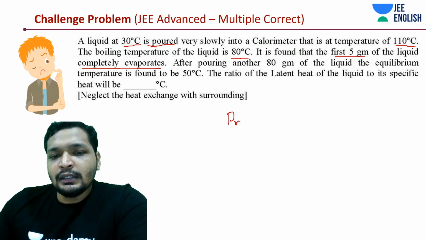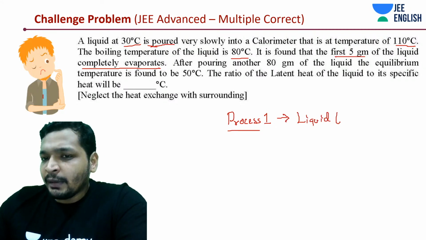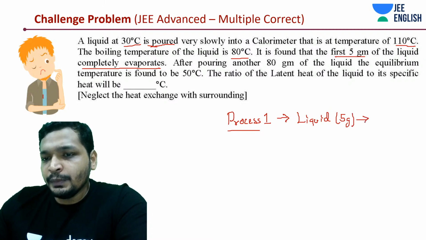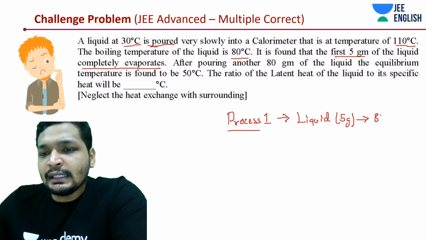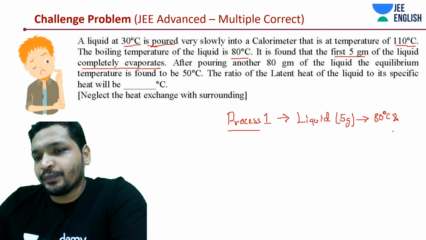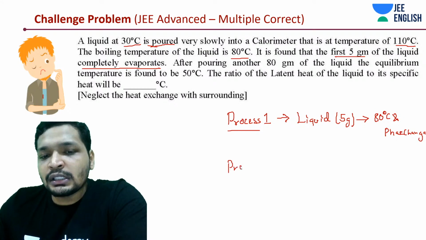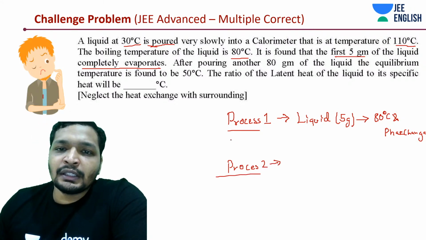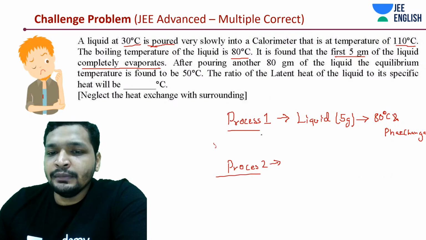So process 1 is one where the liquid, 5 grams, is getting to 80 degrees Celsius and evaporating. So some phase change is happening. Okay, process 2 is where, assuming in process 1, the calorimeter reaches from 110 degrees to 80 degrees. Okay, some heat transfer should be there.